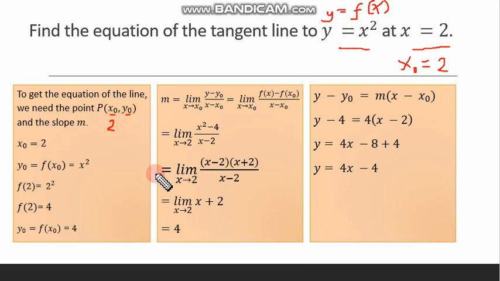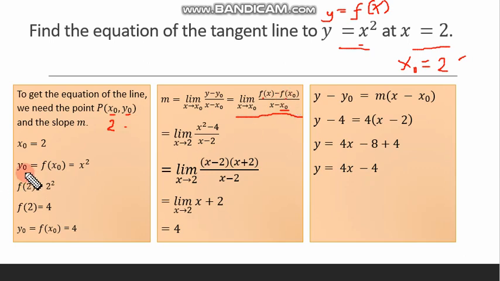We don't know the value of y sub 0 yet, so let's get that, because that's very important to get the slope of a tangent line. So we have the formula, limit of f of x minus f of x sub 0 over x minus x sub 0 as x approaches x sub 0. We have the x sub 0, which is equal to 2. We have the f of x, which is x squared, but we don't have the f of x sub 0 yet. So let's get this one in order to solve the limit of the function.